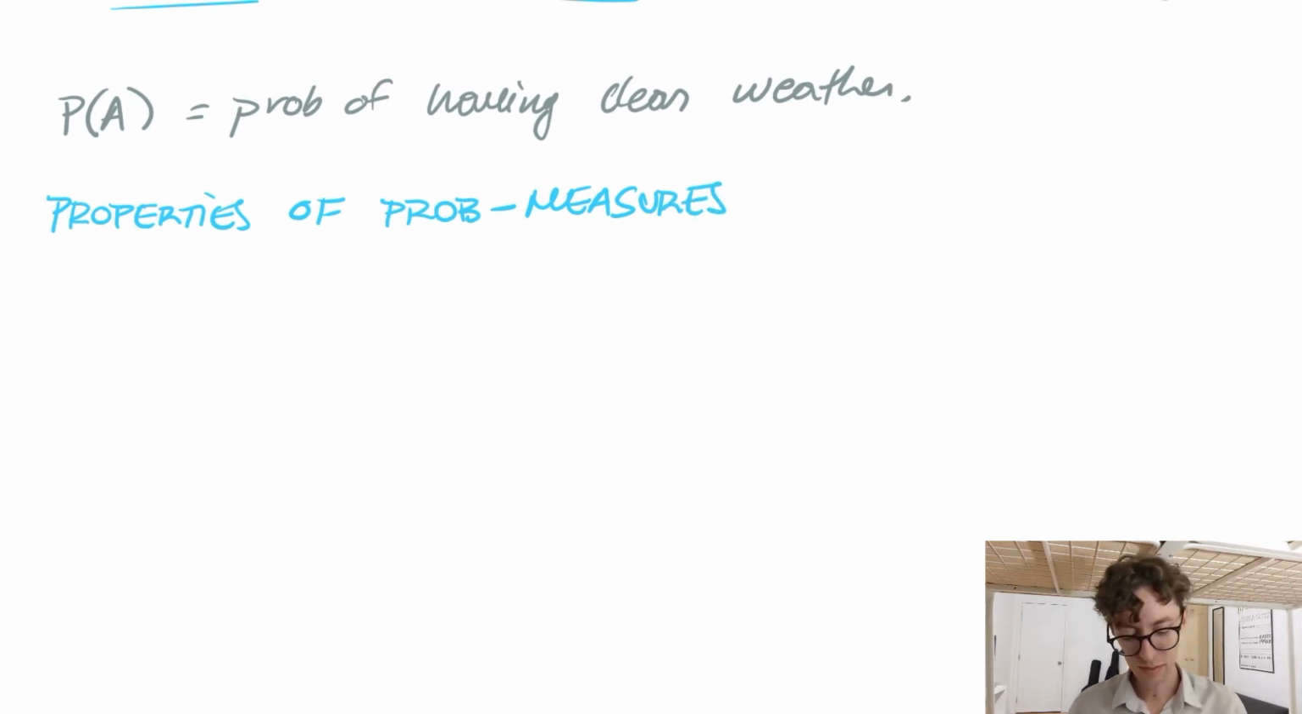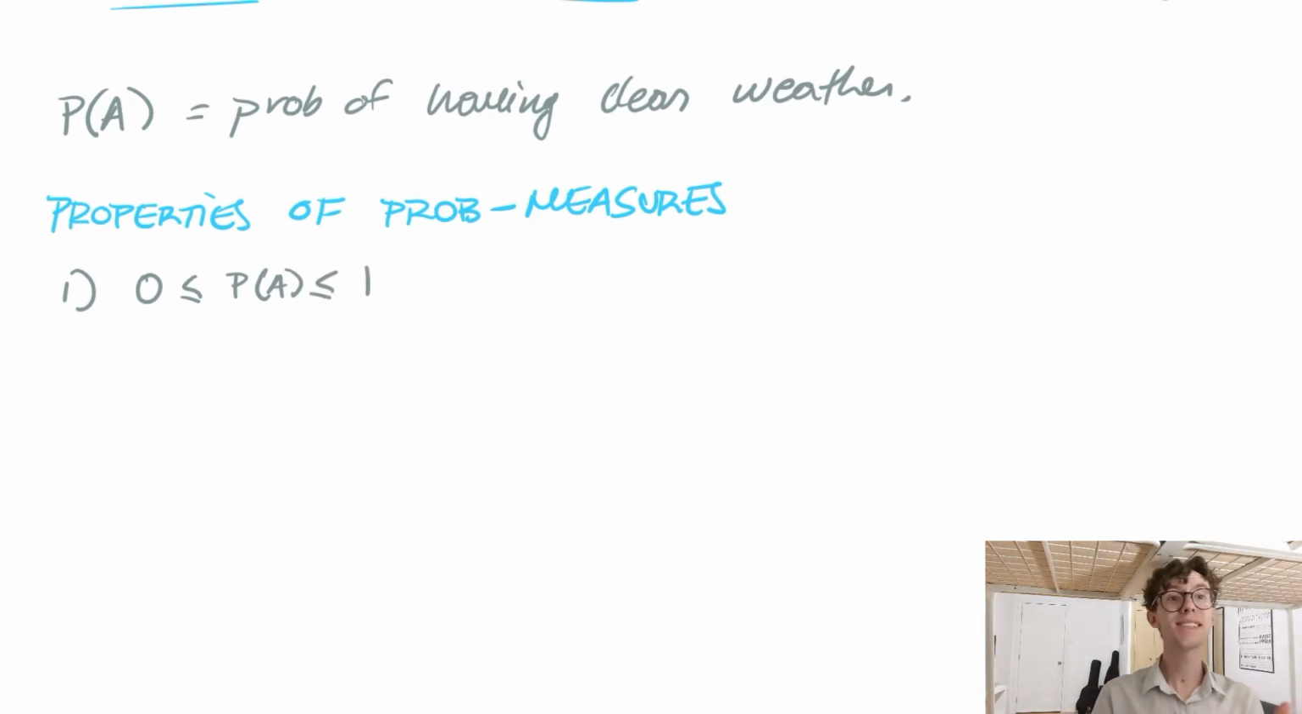So these properties will be, there are 4 of them. First, the probability measure has to be between 0 and 1. So P of A will be between 0 and 1. And we can see that as percentages, for example. If I say, for example, that P of A is equal to 0.2, that means that there's a 20% chance that it's clear tomorrow, right?